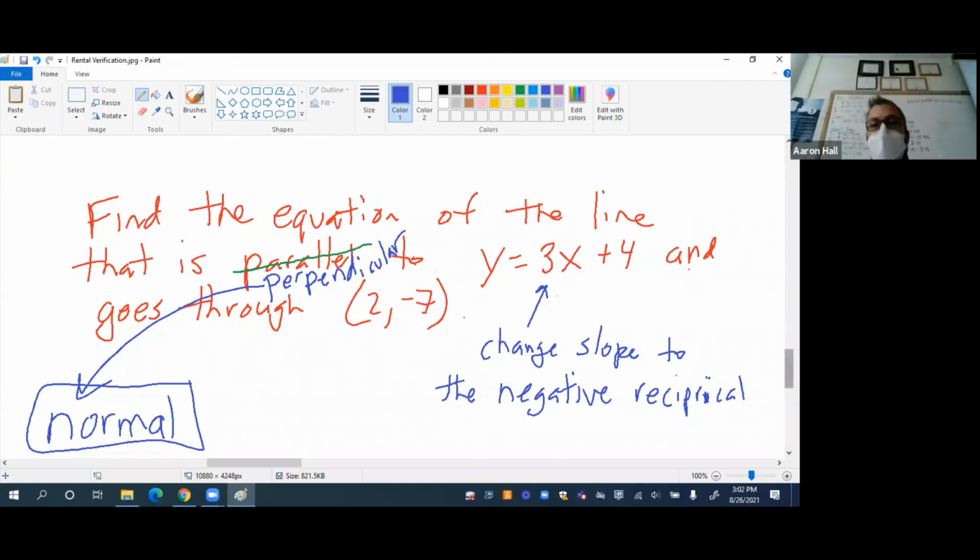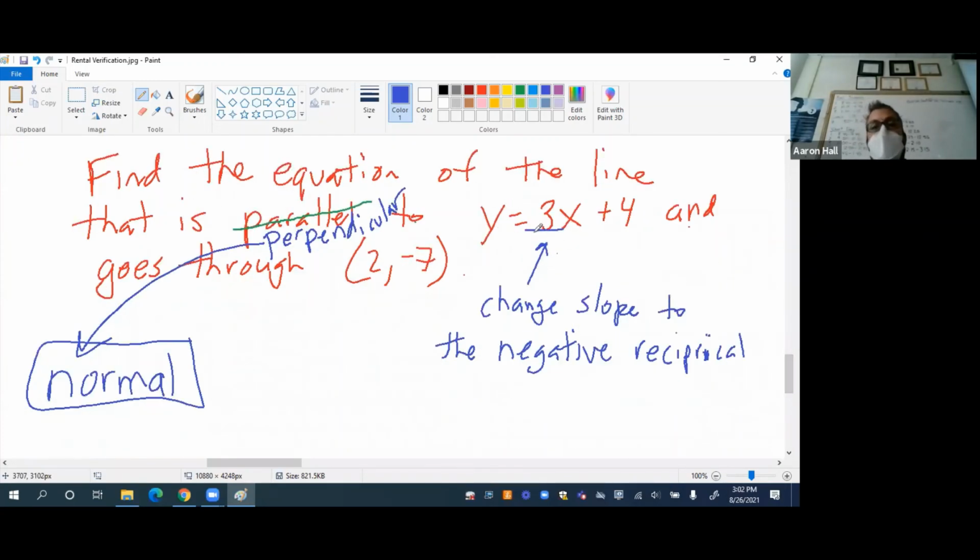What is the reciprocal of 3? Yeah, because this is 3 over 1. And if we flip that fraction upside down, that gives us 1/3. So the reciprocal is 1/3, but I don't want the reciprocal. I want the negative reciprocal. What's the negative reciprocal of 3? Negative 1/3. So this is my slope. My slope is negative 1/3. All right, now what?